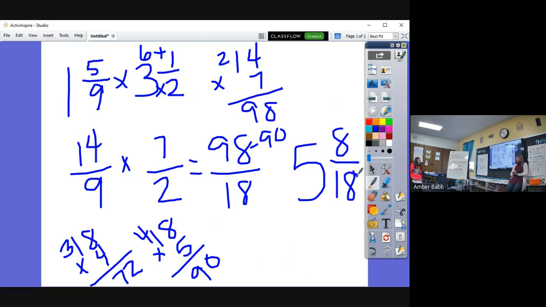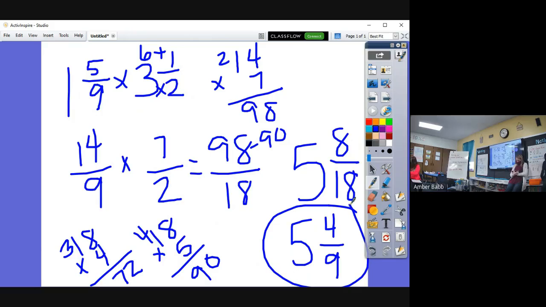There you go, 4 9ths. So that gives me 5 and 4/9, and that doesn't reduce because 9 is only divisible by 3, 9, and 1. 4 isn't divisible by any of those. 3A is big. There you go.